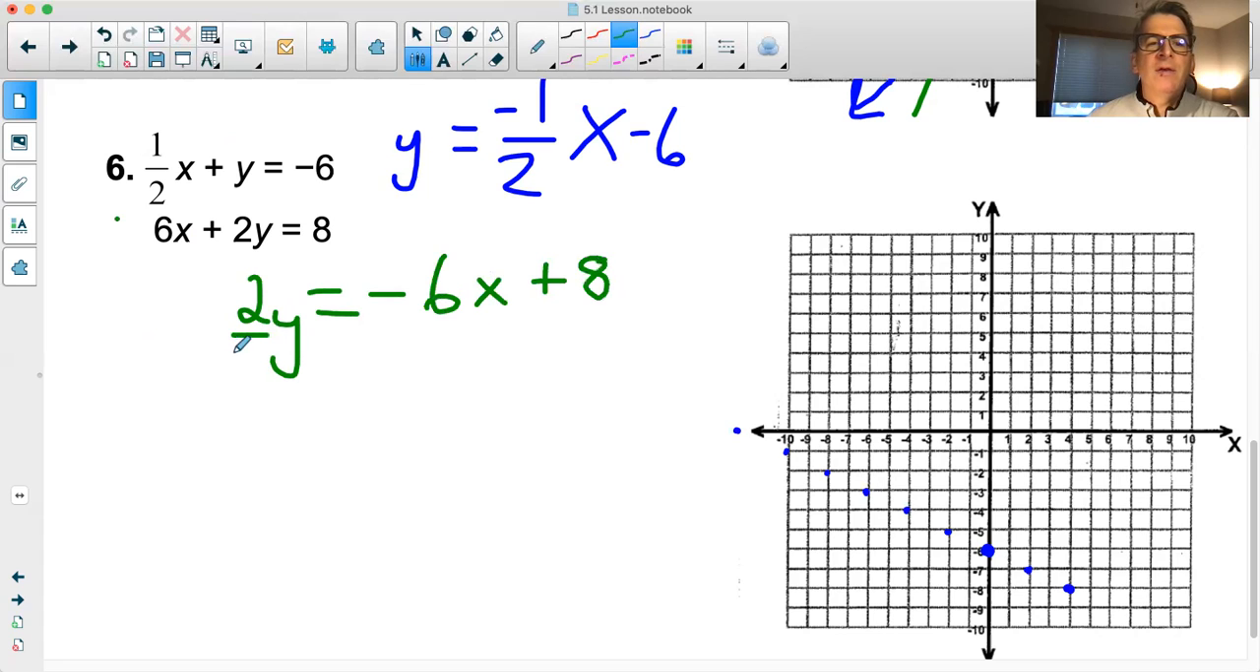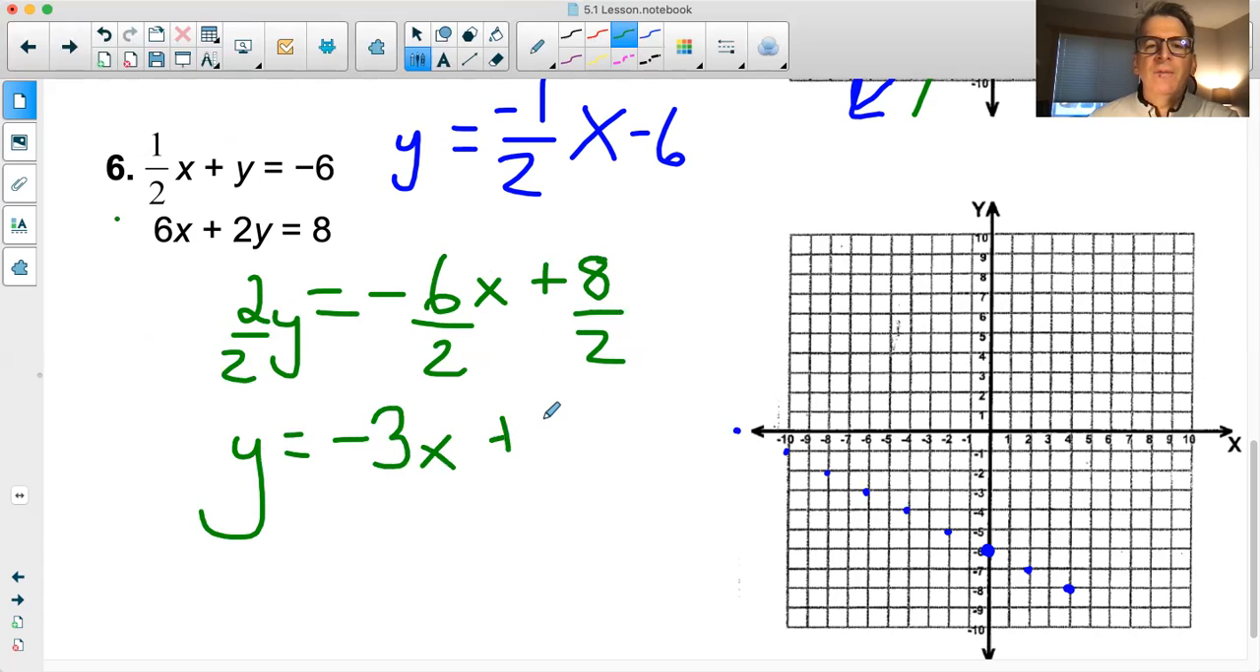Then if I divide by a 2 and divide by a 2 and divide by a 2, my equation in slope-intercept form is -3x plus 4. So I'm going to start out here at 4. That's our starting point. We have a -3 slope. So 1, 2, 3 over 1, put a stop off point. 1, 2, 3 over 1, another stop off point.